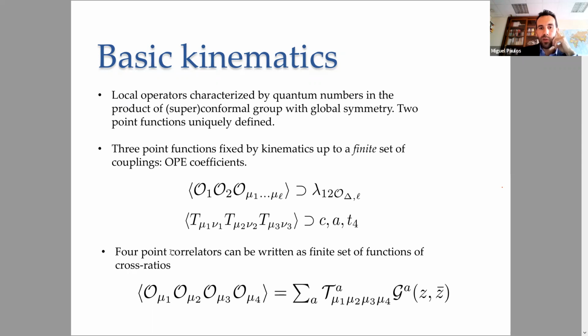And so when you consider 4-point correlators of, in general, operators carrying some charges like spin, you can always use conformal symmetry to expand this into some bases of tensor structures. So these are just some kinematic objects that you can compute once and for all. And then there are some independent dynamical functions.